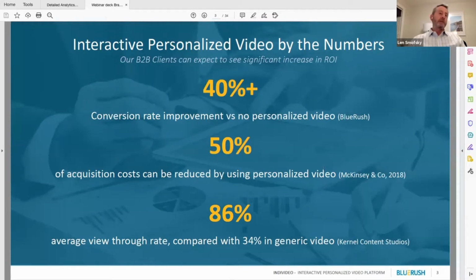Sure. So here's a couple of numbers that I would say are just average across the board. This 40% is an average conversion lift. If you take an example where one set of customers doesn't have a personalized video and the other does, those who have the personalized video will convert. Convert means they either buy the product or they make an appointment to find out more about the product. And they'll convert at a 40% higher rate than those who don't see the personalized video. That's an average that we see. So that's a big lift.